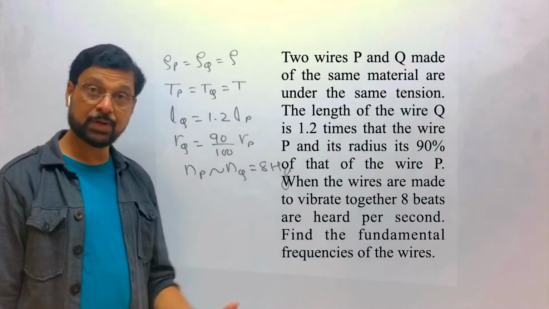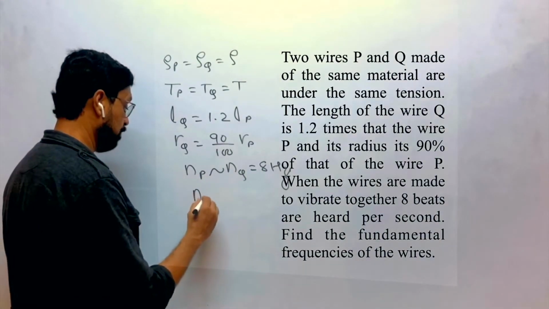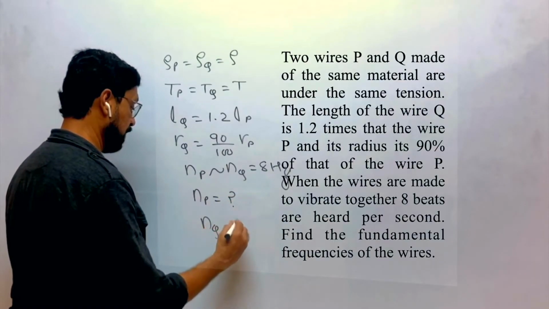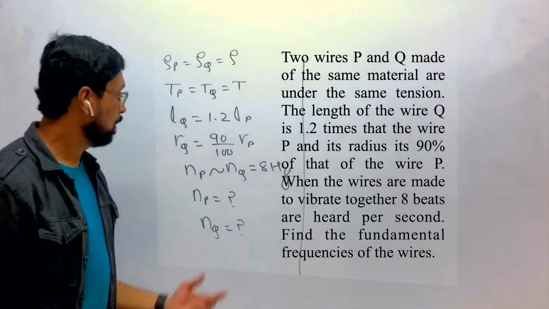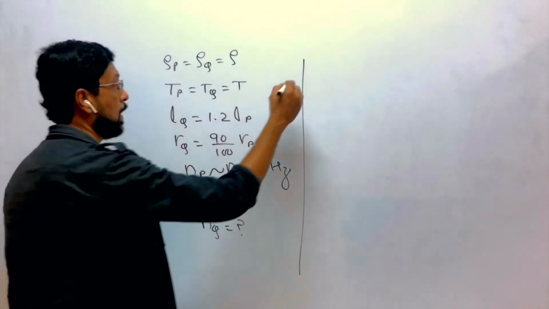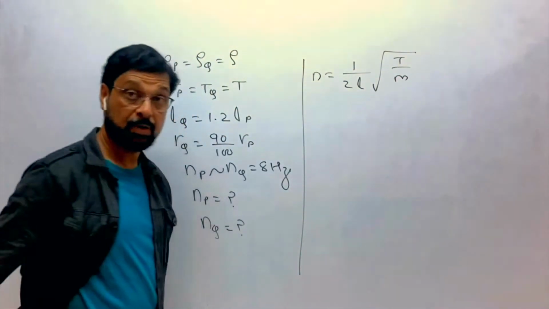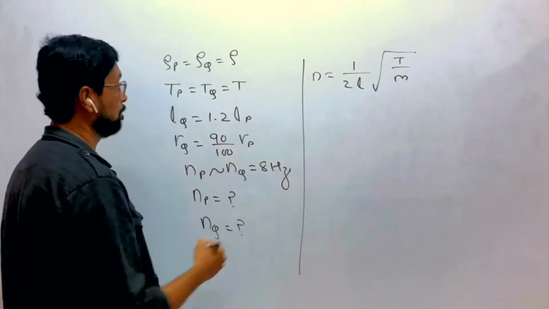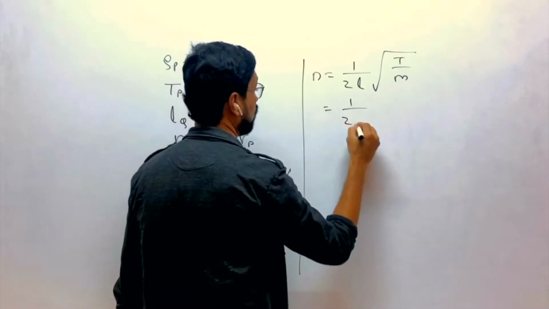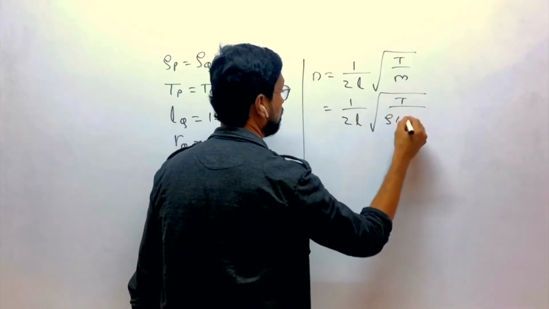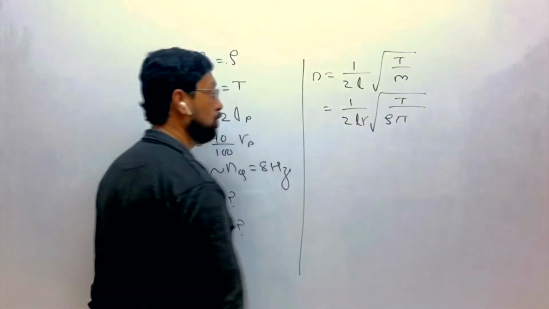Find the fundamental frequencies of the wires. We have to find the fundamental frequency of P and the fundamental frequency of Q. Fine. First of all, N is 1 upon 2L under root T by m, the fundamental frequency. Since the densities are given, you have to write m in the form rho pi r square, so r will come here.